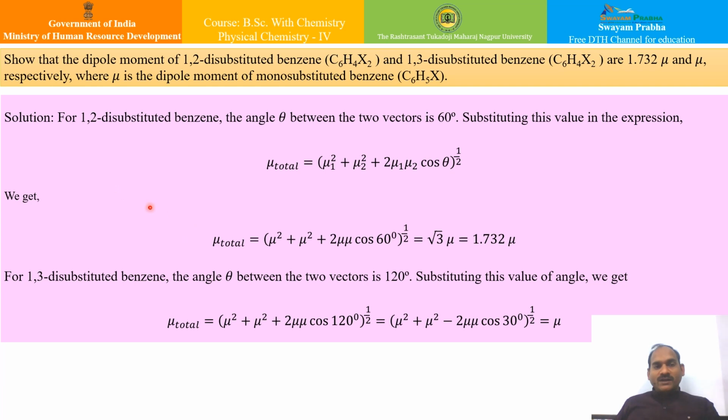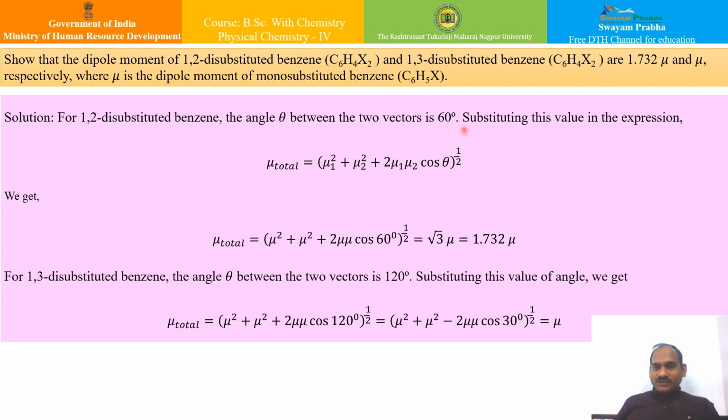In this particular numerical, what we need to prove herein is that the dipole moments of 1,2 disubstituted benzene and 1,3 disubstituted benzene are 1.732 mu and mu respectively. Now, this mu basically is the dipole moment of monosubstituted benzene. So how to prove this? It is very simple. Just now we have seen the resultant dipole moment formula for substituted benzenes. For 1,2 disubstituted benzene, the angle theta between the two vectors is 60 degrees.